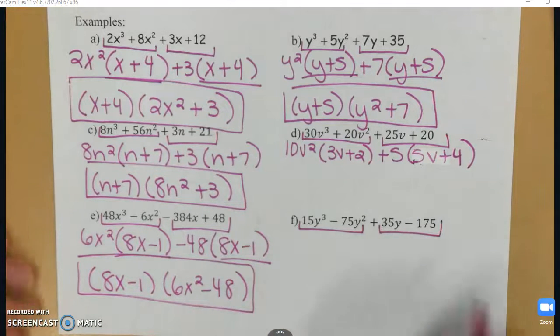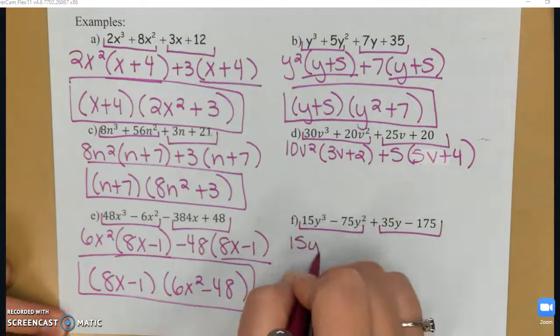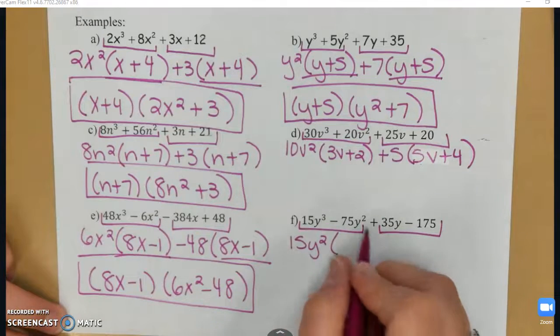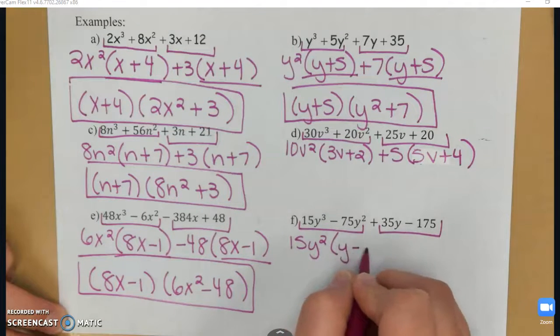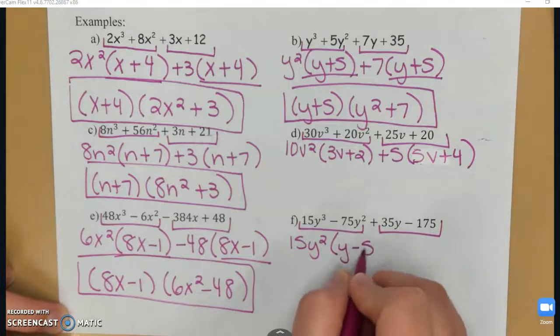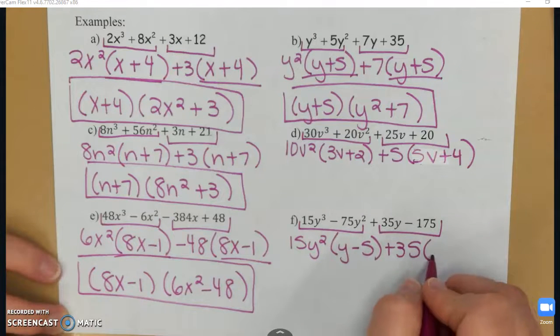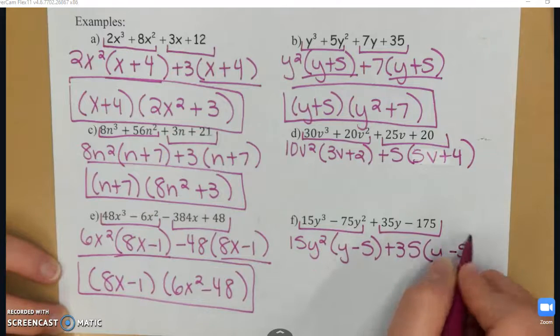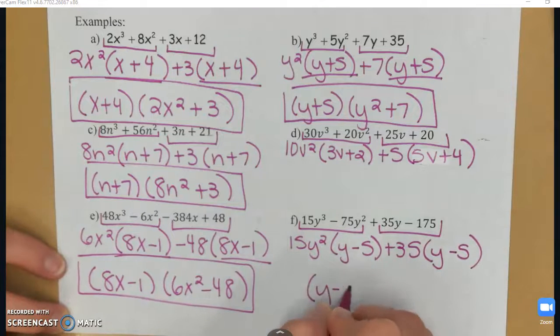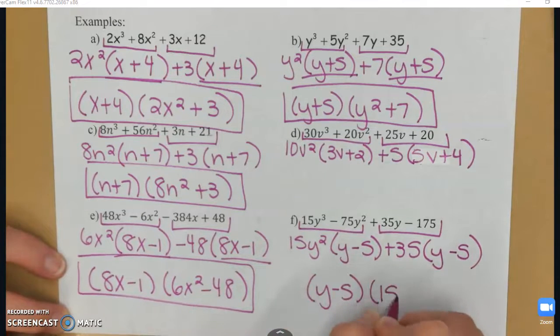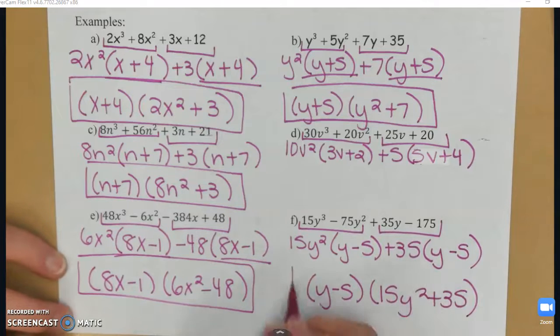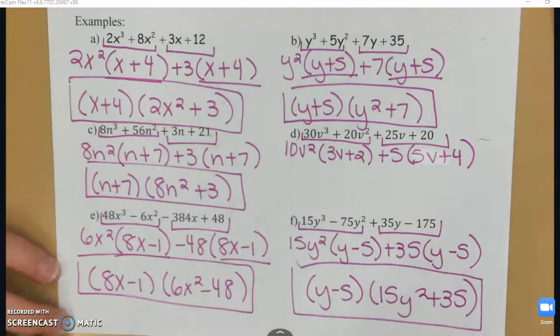Last one, group. I can take 15y squared out of my first 2 terms. That leaves me with y minus 5. And I can factor out 35 from my second group, and that'll leave me with y minus 5. So take out y minus 5. It's now a common factor. 15y squared plus 35 is my final solution.